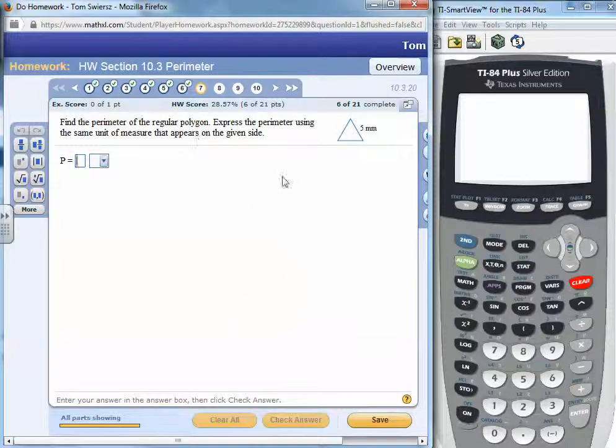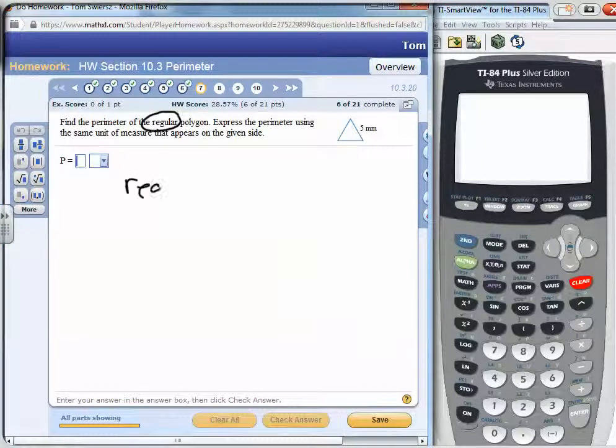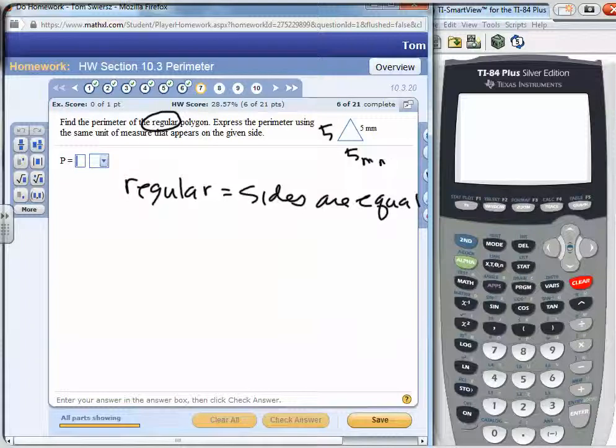Okay, perimeter of a regular polygon. The polygon happens to be a triangle. Obviously, there are 3 sides. Regular means all sides are equal. So then they're all 5 millimeters, right? And so 3 times 5 would give us a total of 15 millimeters for the total length of the three sides.